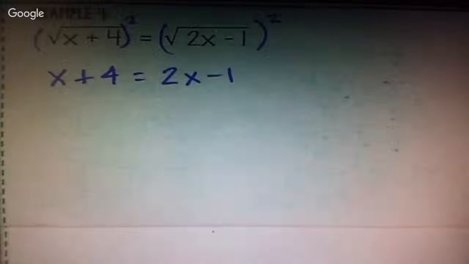Literally, x's to one side, numbers to the other. Would you like to move the x's to the left or the right? To the right. I personally would do the right because it would keep it positive. So, I need to subtract x from both sides. 4 equals x minus 1.